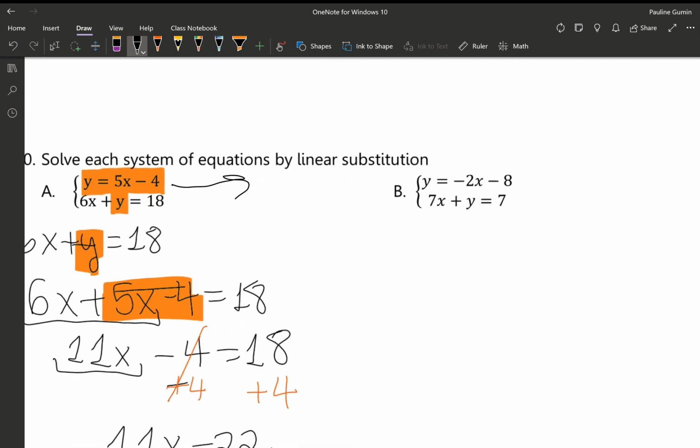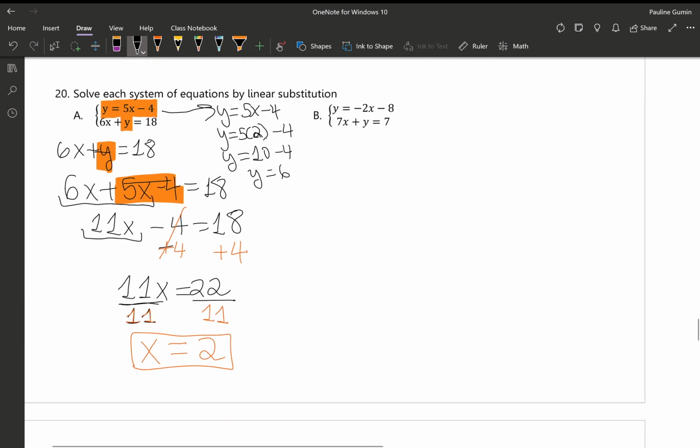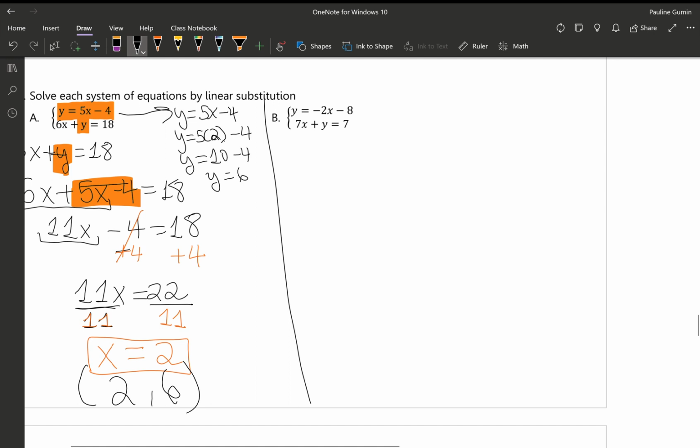So x is 2, which means instead of y equals 5x minus 4, I'm going to plug that 2 in for x. So 5 times 2 is 10. Y equals 6. So our final answer for this problem would be 2, 6, because remember we go x, y in that order. All right, letter B.